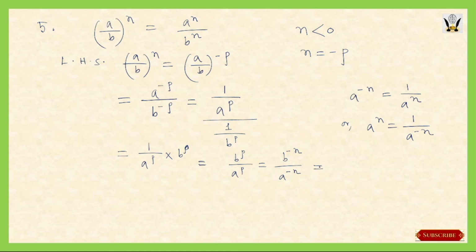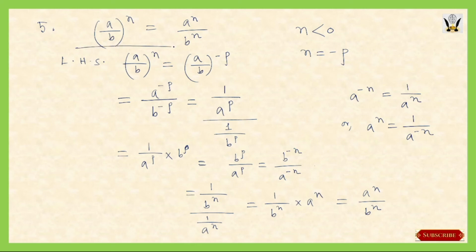Now b to the power minus n can be further written as 1 by b to the power n, and then divided by a to the power minus n, which means 1 divided by a to the power n. So it will be further 1 divided by b to the power n multiplied by a to the power n. So finally it will be a to the power n divided by b to the power n only. And that's what we have also seen in case of positive integral exponent.